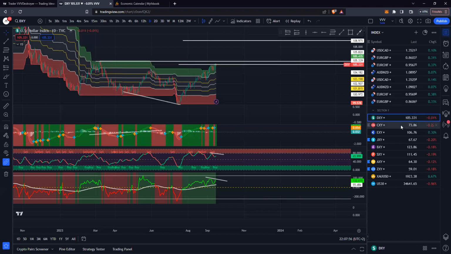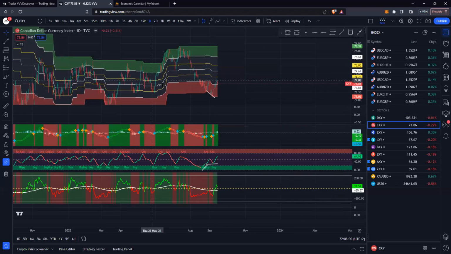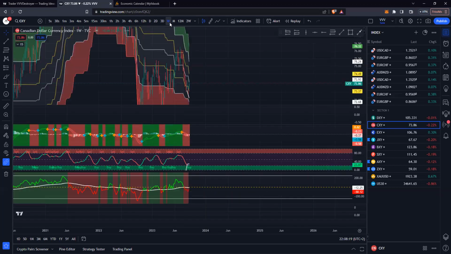Okay. Now we got the CXY. The CXY moved correctly after we draw the possible divergence and everything turned green. That was a nice momentum. Also, the structural divergence here played out very well, but I see this more likely just a correction.